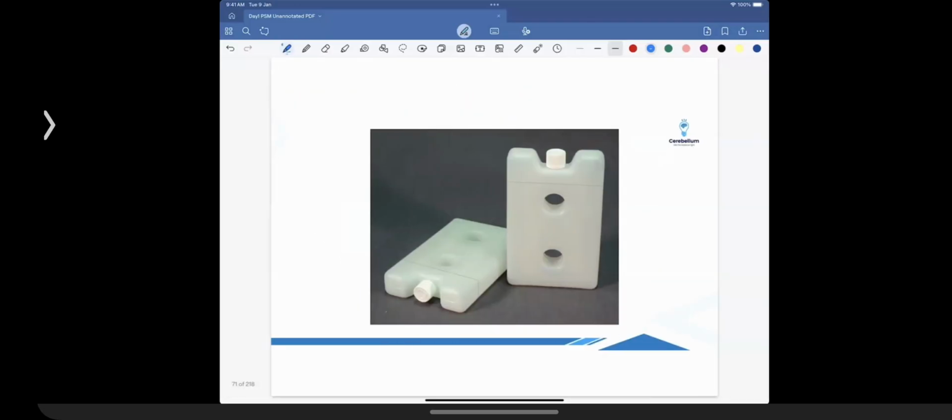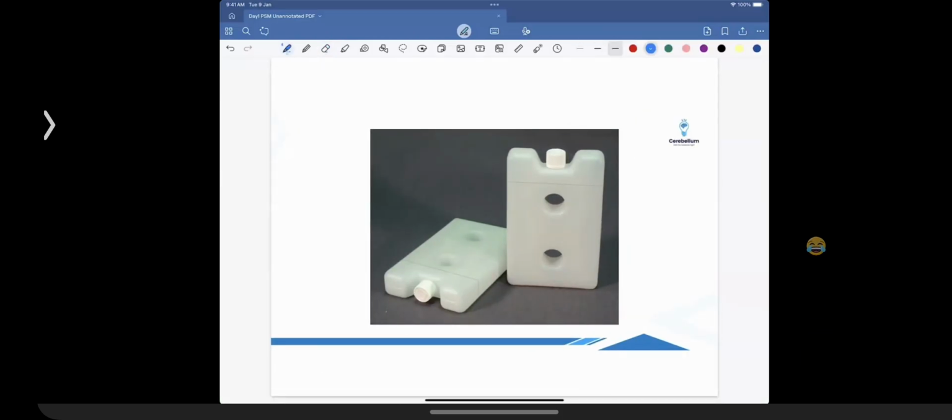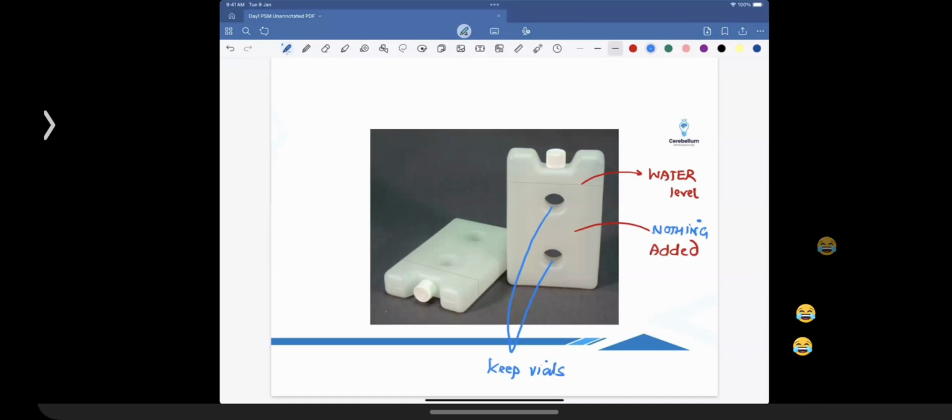Smallest component of cold chain. Fully frozen ice pack. What is this level? If you see, there is a horizontal mark. What is this level representing? Yes, water filling level. Because it will expand on freezing. What should be added to water? Nothing, plain tap water. What is the use of these holes? It is to keep the vials. Smallest component of cold chain, right? Okay. Ice pack, fully frozen ice pack.